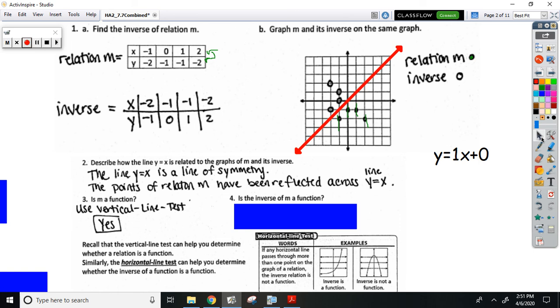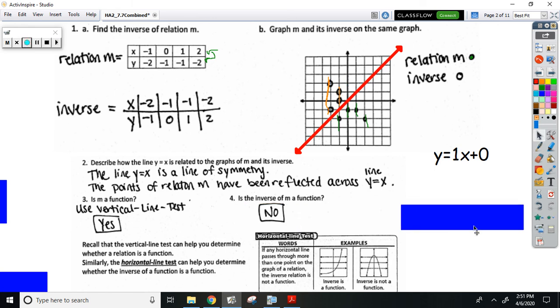Now we look at the inverse. The inverse is our open circles. So if I use the vertical line test here, notice it fails. It hits 2 points at a time. So we will say no, the inverse is not a function.